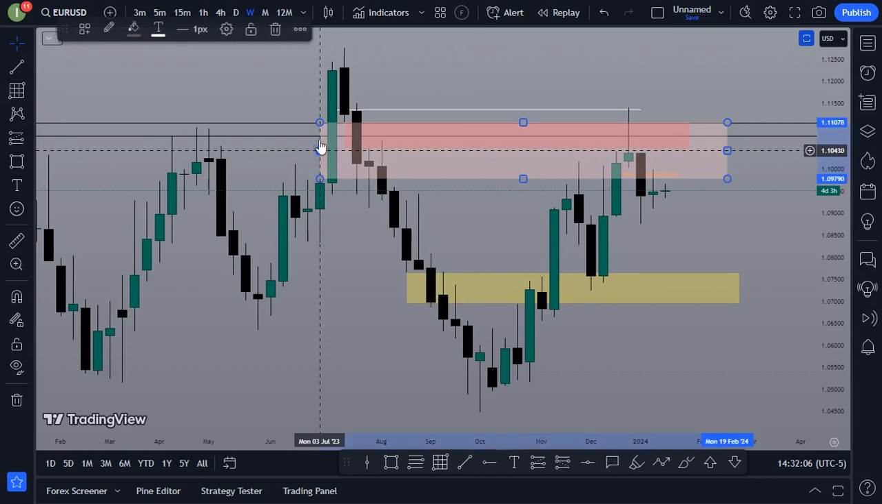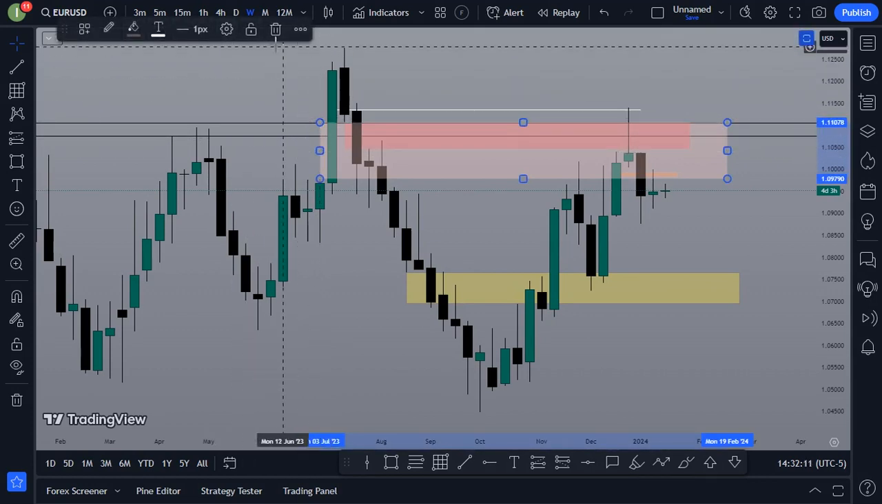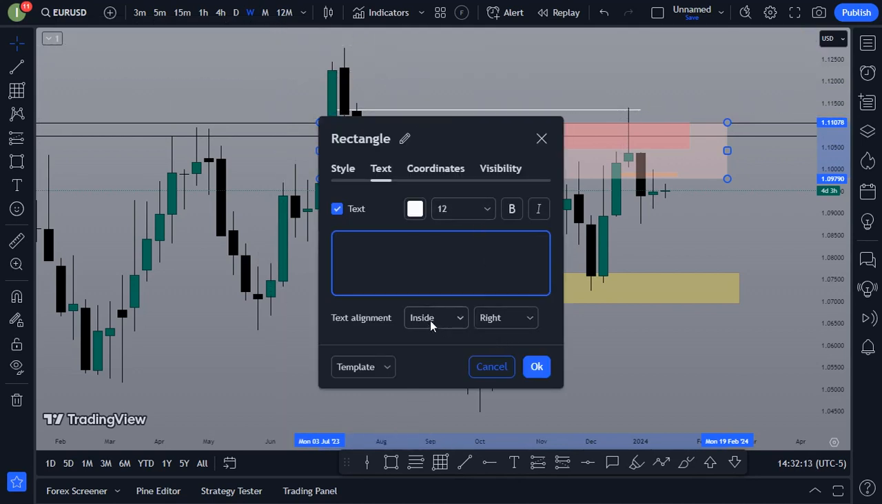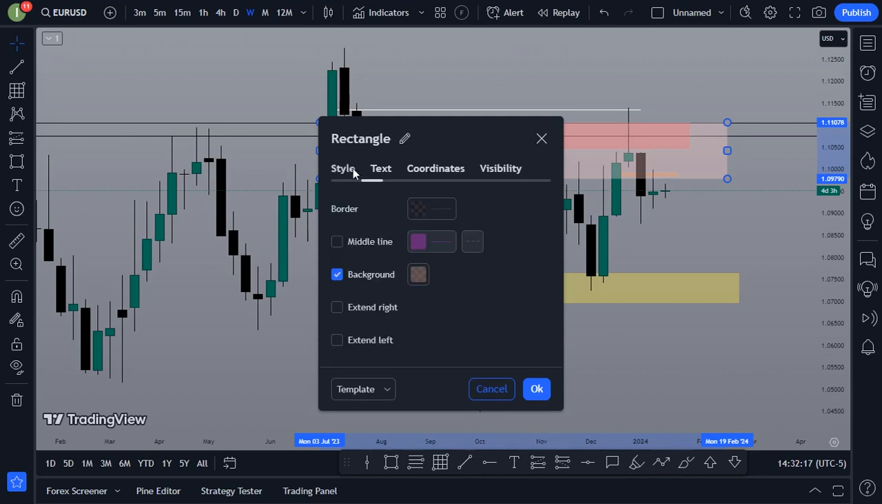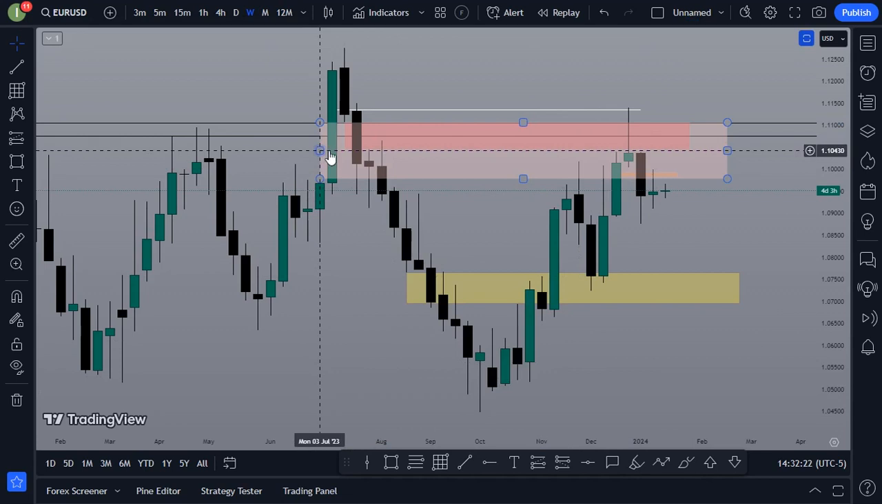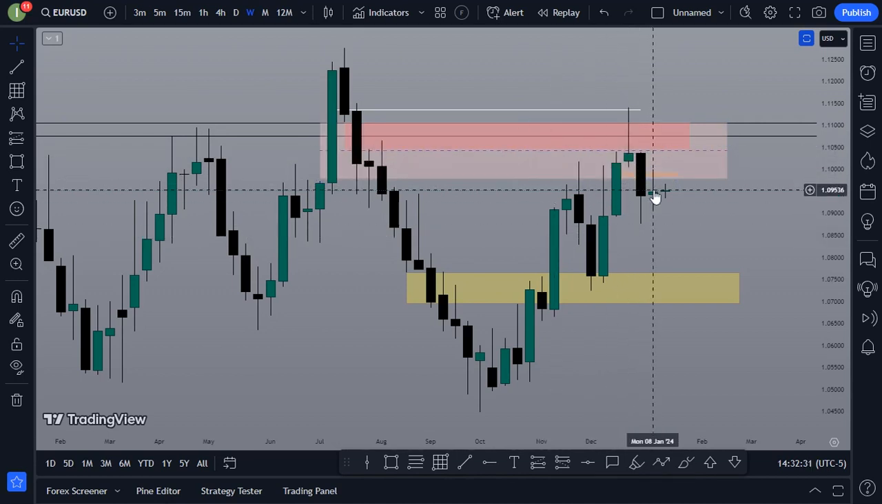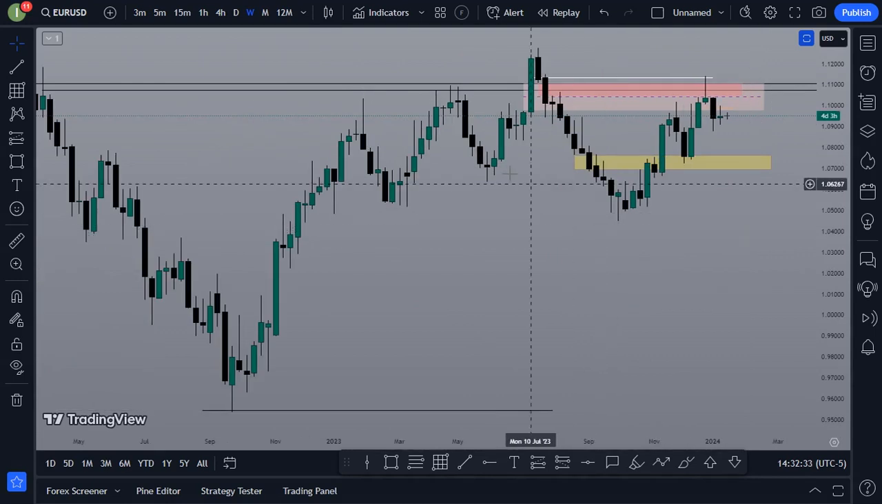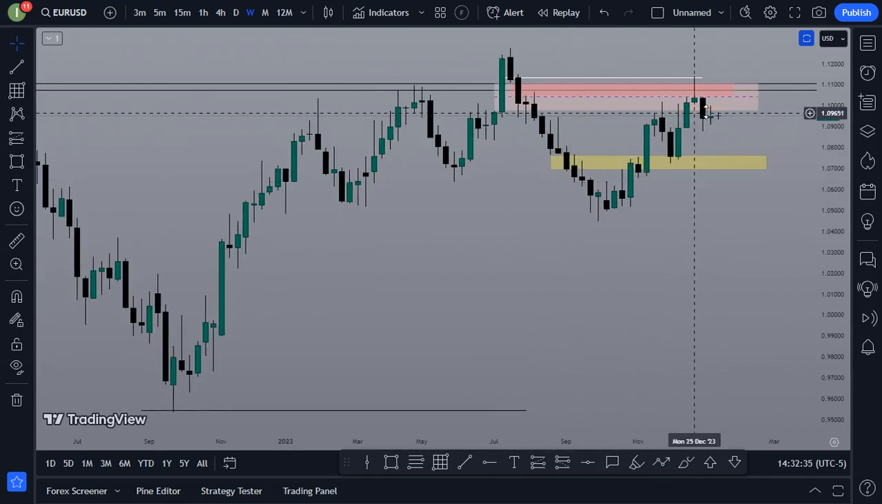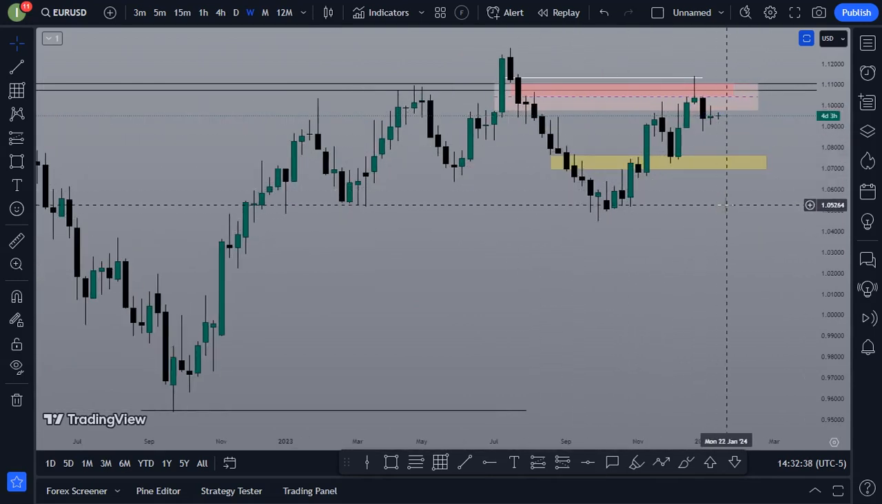Let me show you the midpoint of it. So this is the consequent encroachment of that inversion. Price is failing to close above it as well. So what do we expect? I'm expecting lower pricing from here now.